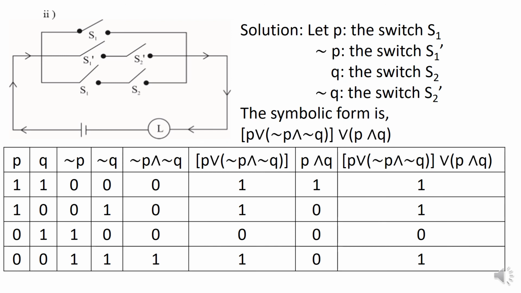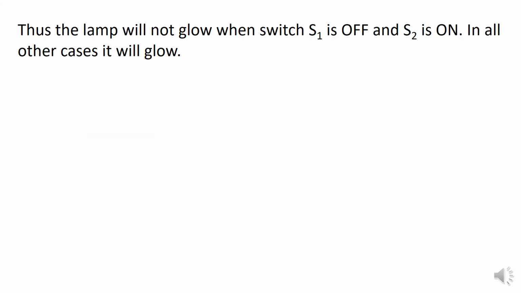where in the last column, you observe that you are getting 1, 1, 0 and 1. Now observe the row where 0 comes. Wherever 0 is coming, you find that P is 0 and Q is 1. Thus, the lamp will not glow when the switch S1 is off and when S2 is on. In all other cases, it will glow. This is what your conclusion is going to be.